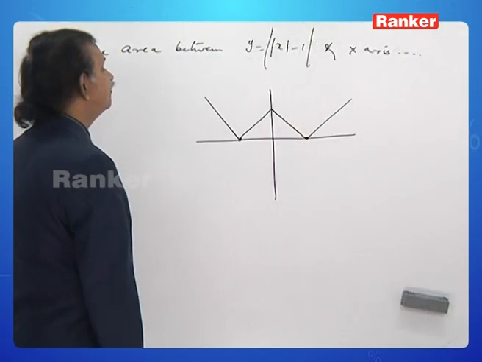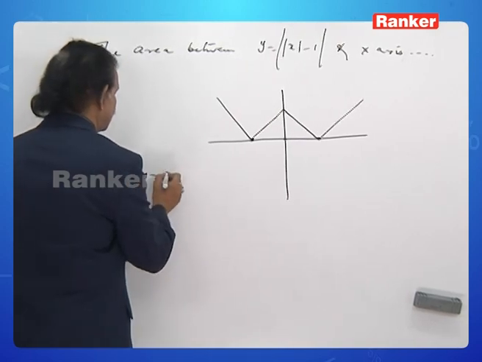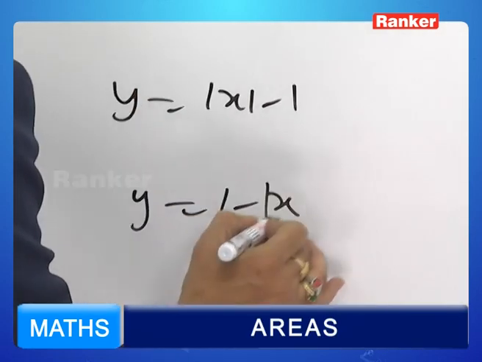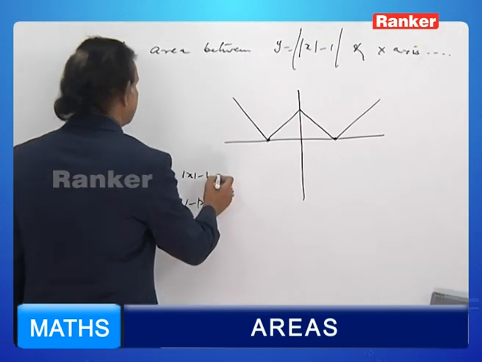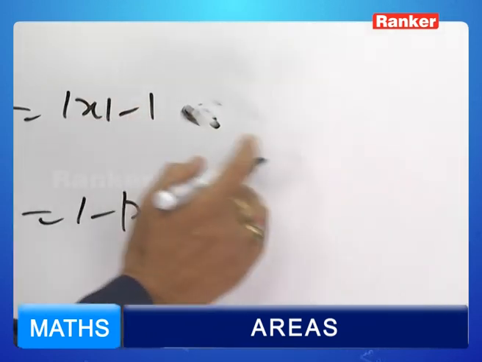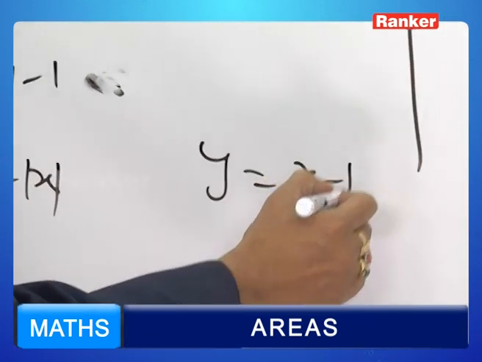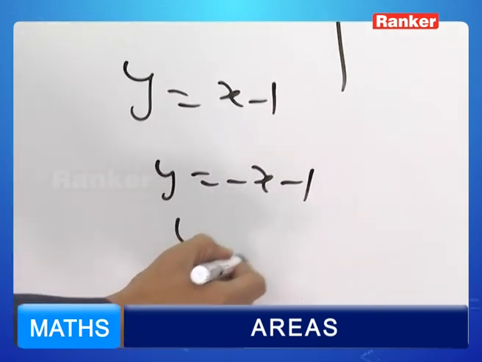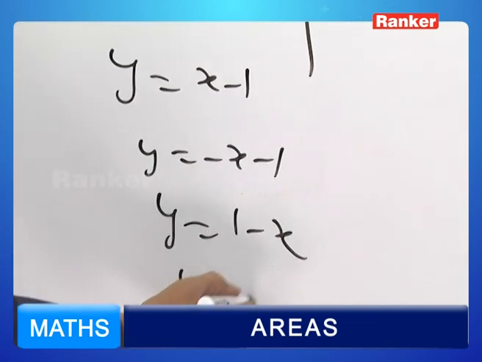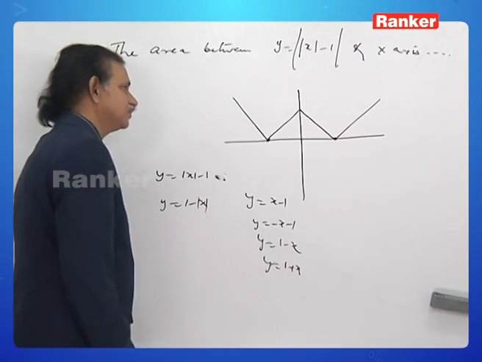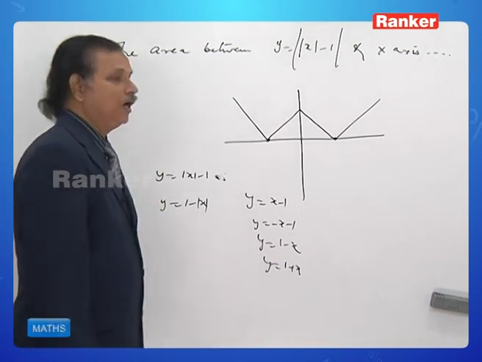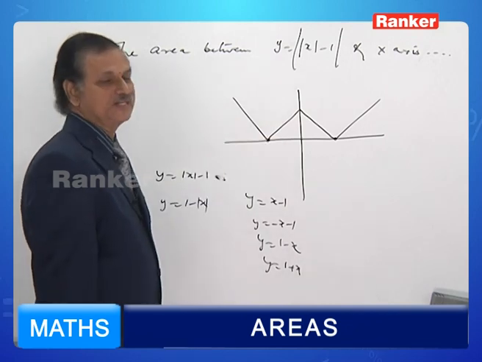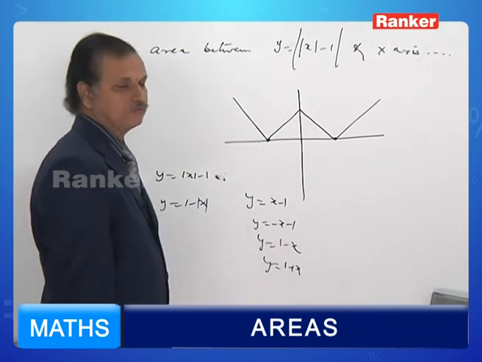Look here. What are the 4 lines here? y equal to mod x minus 1 and y equal to 1 minus mod x. If y is equal to mod x minus 1, the 2 lines are y equal to x minus 1 and y equal to minus x minus 1. Here, y equal to 1 minus x, y equal to 1 plus x are the 4 lines. As y is mod of that, we have given the graph like this. We did not enter into the 3rd quadrant or 4th quadrant.